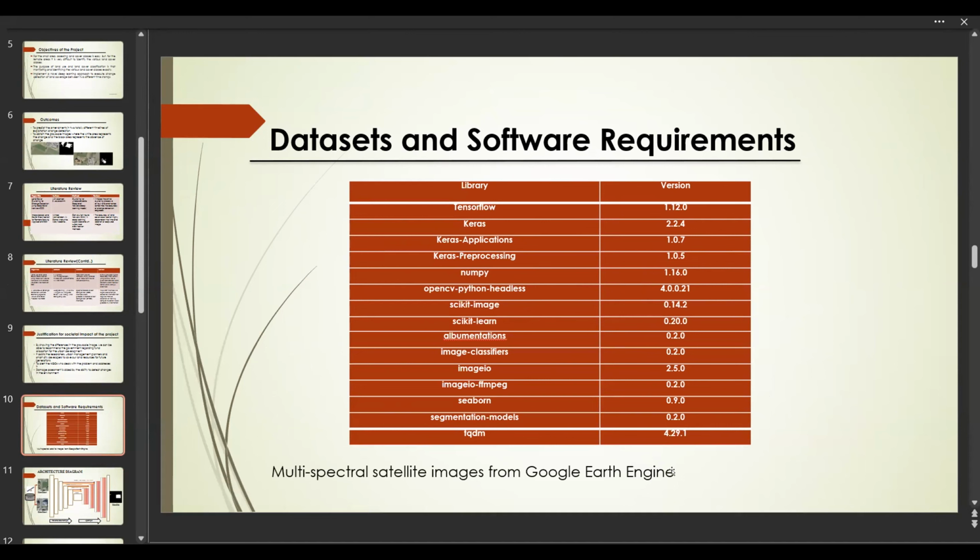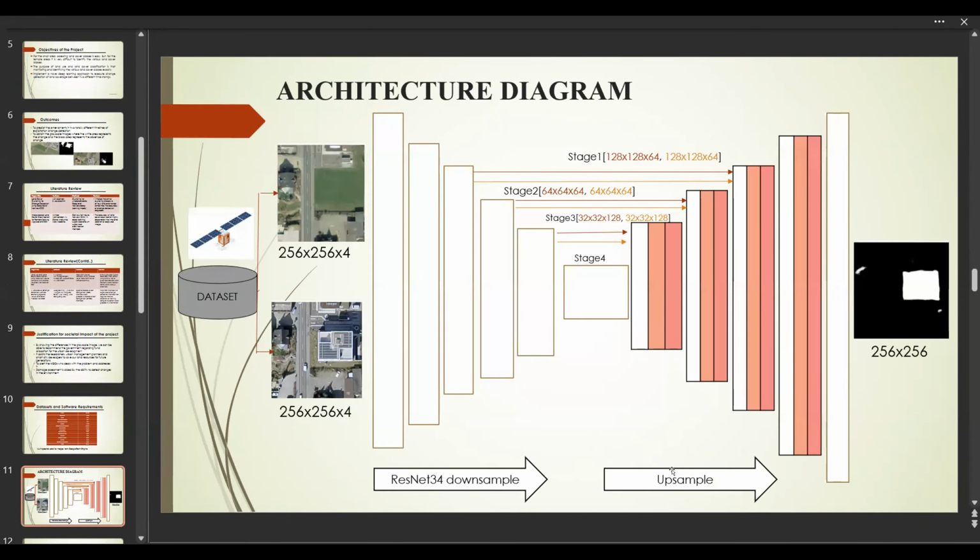And we also consider in Google Earth Engine, we need to select the satellite name. So we have used the Landsat 8 satellite. This is our architecture image. So we had taken two input images from the data set.